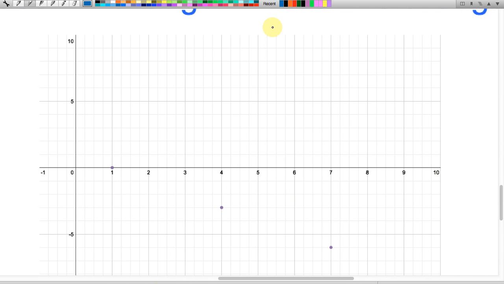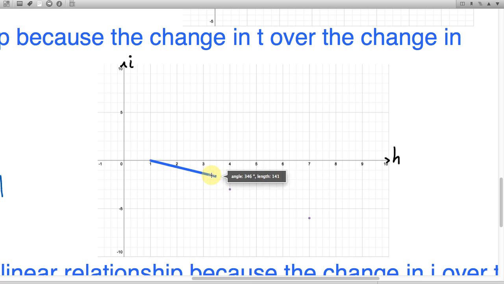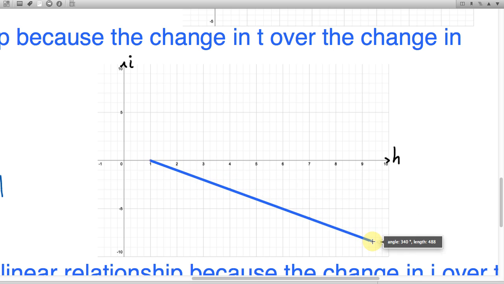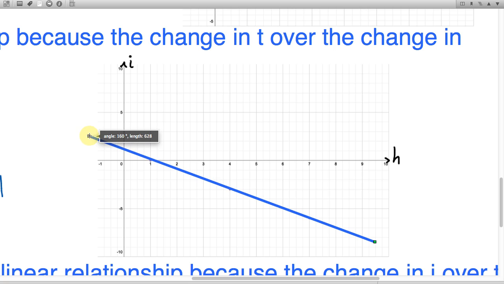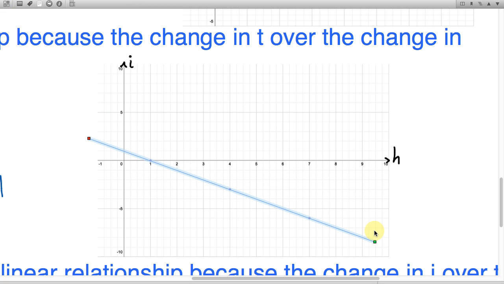So let's label this as the H-axis and this as the I-axis. And now if I try to do a straight line going from here to there, I will be able to extend that and go through all of the points. So I might want to make the line a little bit less thick just so I can see my points still. Right? But yeah, obviously this is working out. This is a linear relationship. You can see that all of the points are lying on the same straight line.